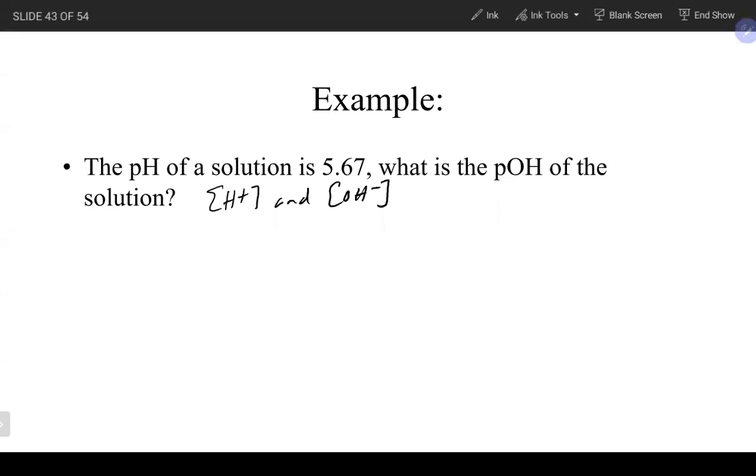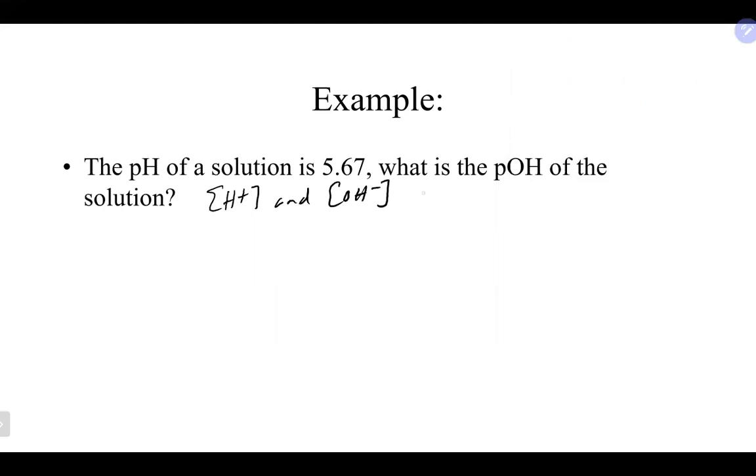Okay, let's take a look. So again, a couple of places you can start with. Since we have the pH, we can easily get the POH. That will be 14 minus the pH. That'll give us 14 minus 5.67, and that's going to give us 8.33 as our POH.